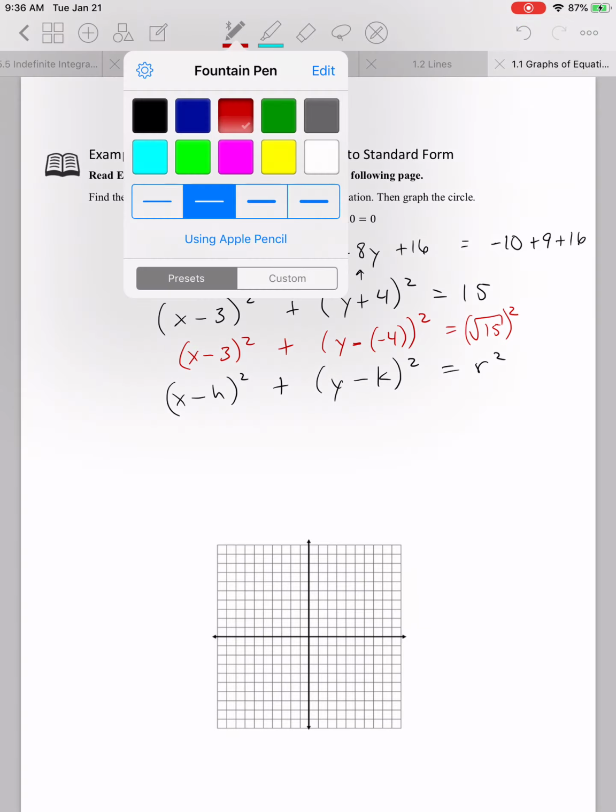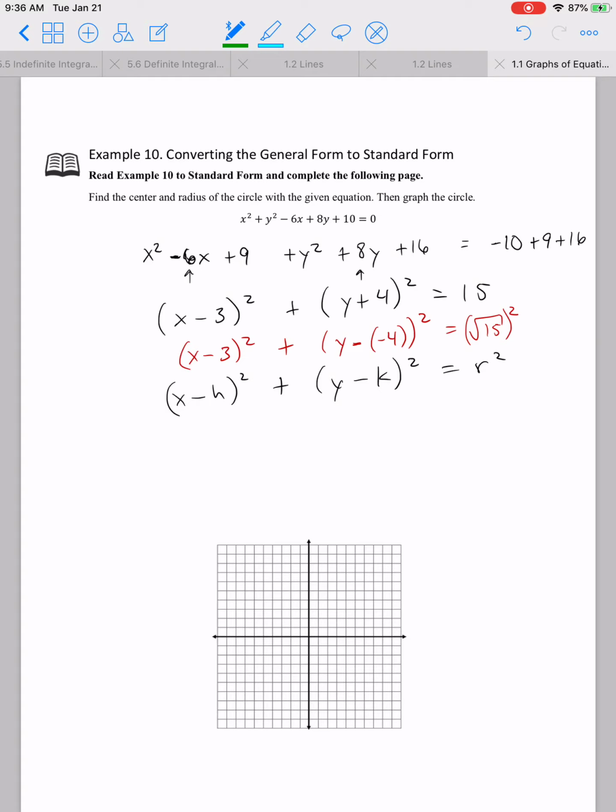And so if you remember, for reading the numbers off of it, the center was at (h, k), and so h is 3, and k is negative 4. And the radius was just whatever number is here, the square root of it, so it's going to be the square root of 15. And so if I wanted to graph this, I'd go to (3, negative 4), right there.